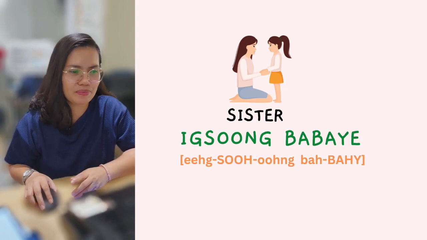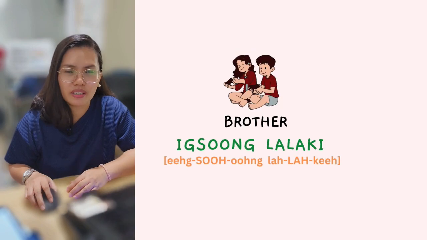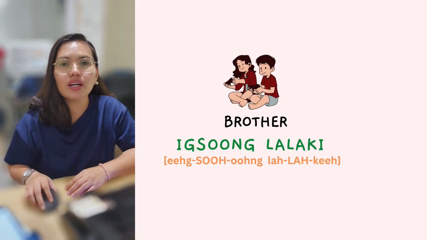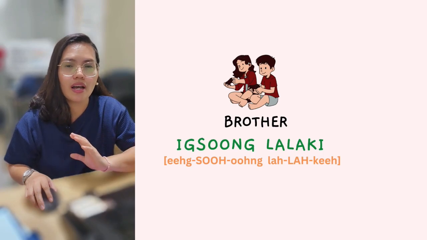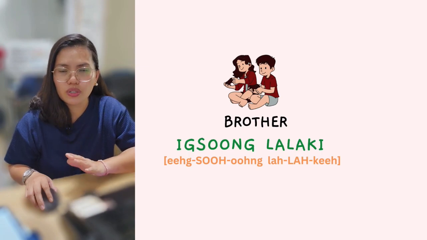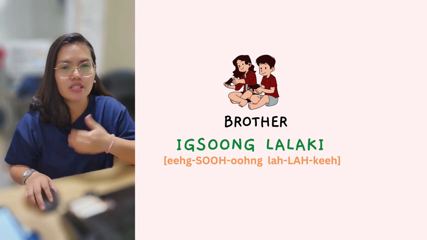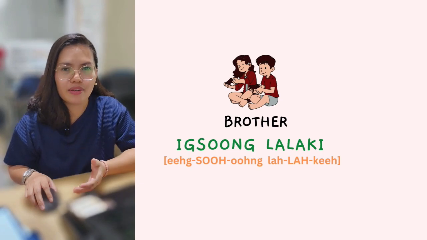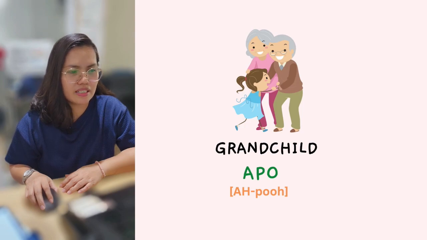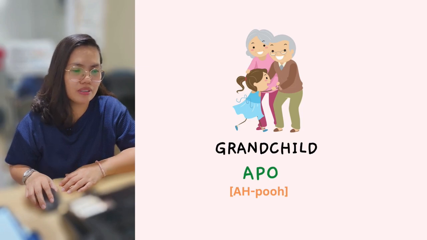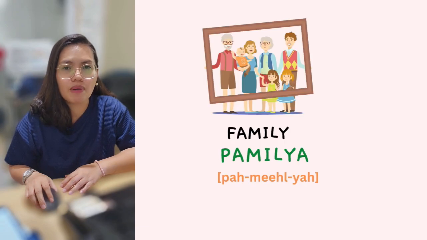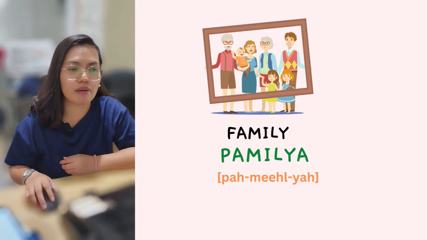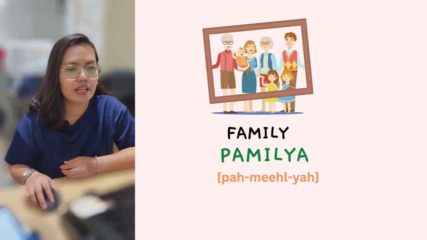Next one, brother, igsuong lalaki. I think in the previous video I discussed igsuon. So igsuon is sibling. When you say brother, igsuong lalaki. Next one we have grandchild, apo. Next one, family, pamilya. Next, cousin.